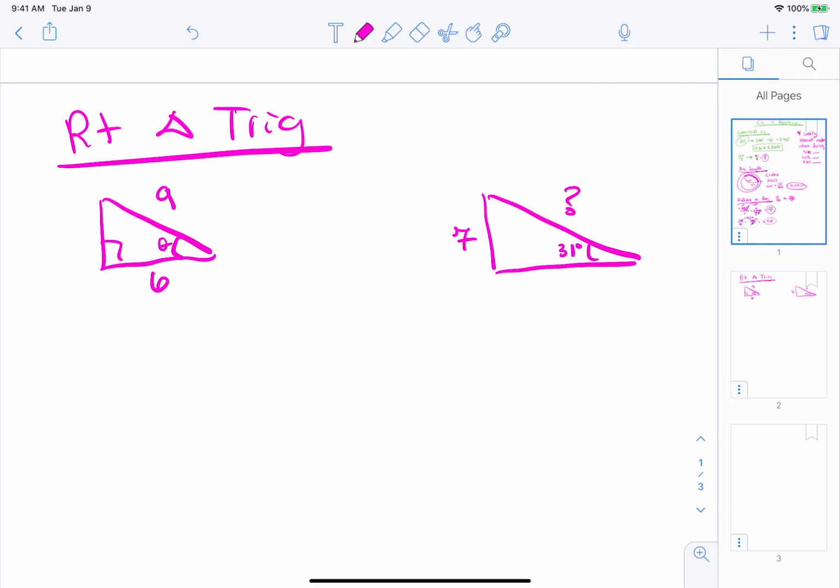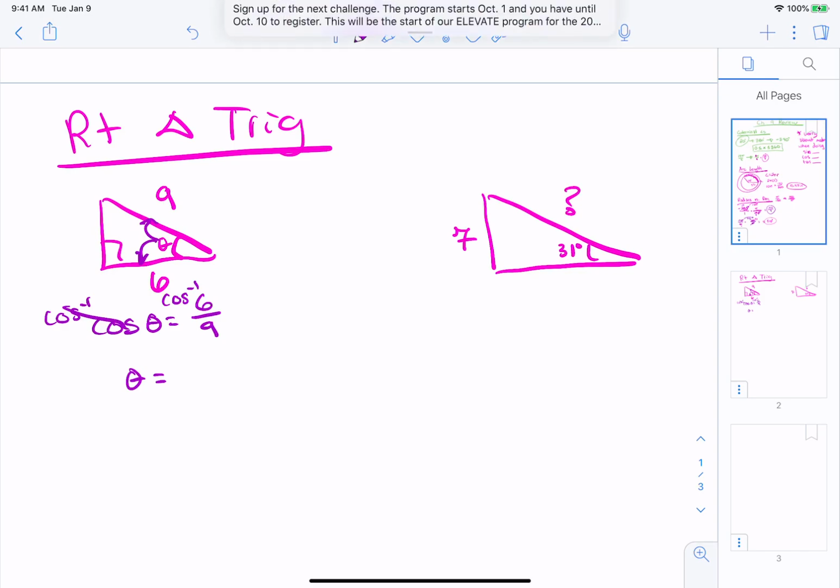So let's deal with the left one first. How are you going to set that one up? You have your angle theta. 6 and 9 is adjacent over hypotenuse. So cosine of angle theta is 6 over 9. And then what? Take the inverse. Whenever you're trying to solve for an angle, you take the inverse. So inverse cosine of 6 over 9. You can reduce the 6 over 9 if you'd like. It doesn't matter. Inverse cosine of 6 over 9 or 2 over 3.